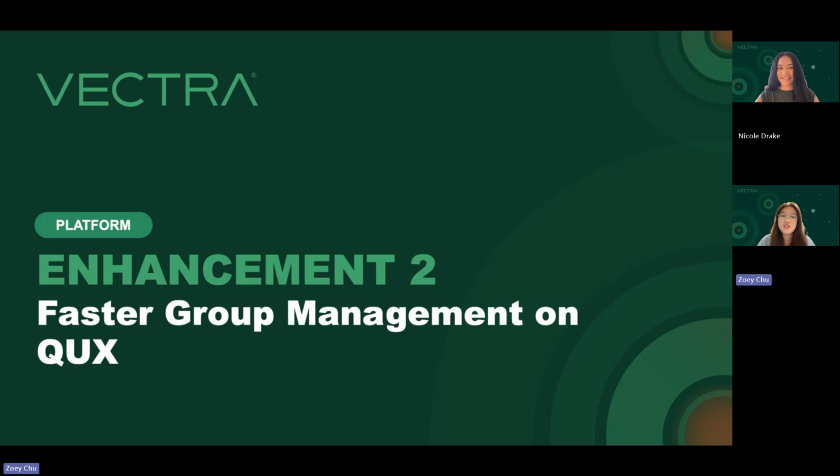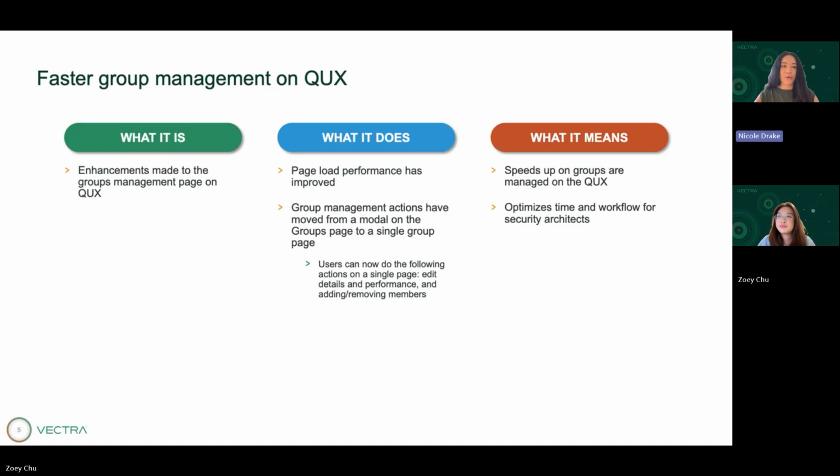Enhancement number two, faster group management on the quadrant UX. What is this, Nicole? Yes, so for those who are already familiar with Vectra and our quadrant UX, this is a feature that's specifically for that, because we also have the Respond UX, which is our cloud-based UI. But those familiar with our quadrant UX are familiar with our group management. So again, with this release, we have sped up how groups are managed, specifically improving the page load performance of the group's management page.